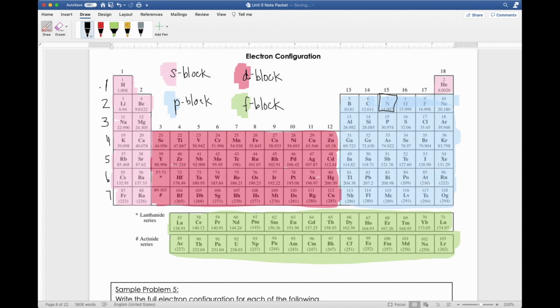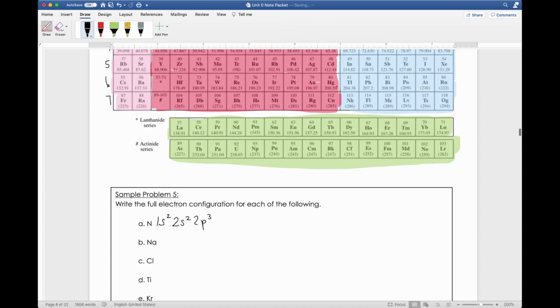So I have 1s2, first energy level, s block. I have to pass through 2 elements. Then I'm at lithium, 2 because I'm in the second energy level, s because I'm in the s block, 2 because I have to pass through 2 elements. Still in 2, so it's 2p because again, now I'm in the p block, and I have to pass through 1, 2, 3 elements to get to nitrogen.